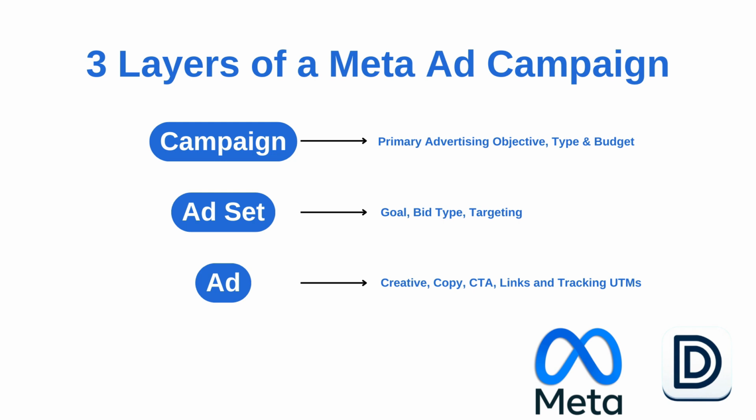Now, before we get any further, I want to take a quick moment to break down the 3 layers of a Meta ad campaign. At the campaign layer, we can see the primary advertising objective and the type of campaign and budget. At the ad set layer, we can see the goal and the bid type and the targeting. And at the ad layer, we see the creative, the copy, the calls to action, the links, and tracking UTMs.